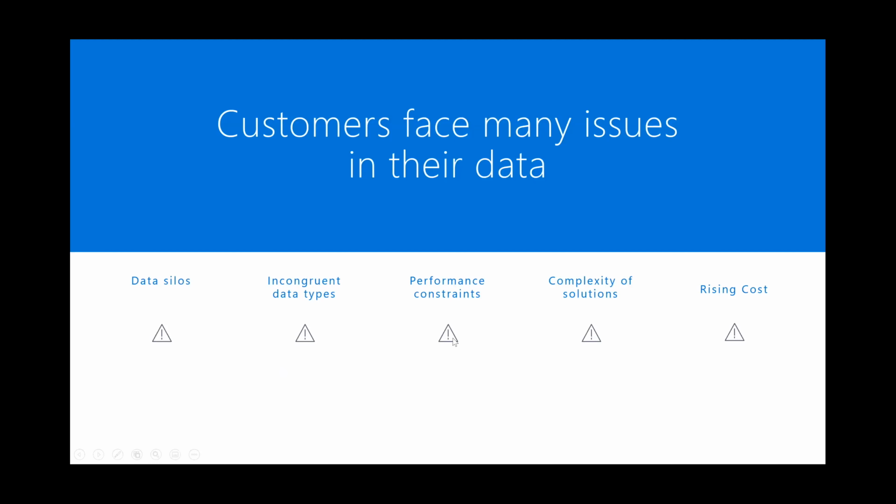There were performance constraints, complexity of solutions. How do you build and how do you merge these together? And what was happening is you were reaching the limits of your infrastructure expansion. And what did that run into? Rising costs.